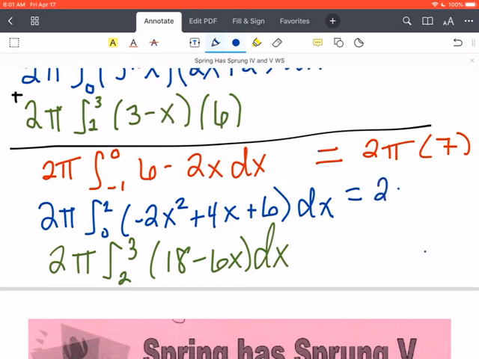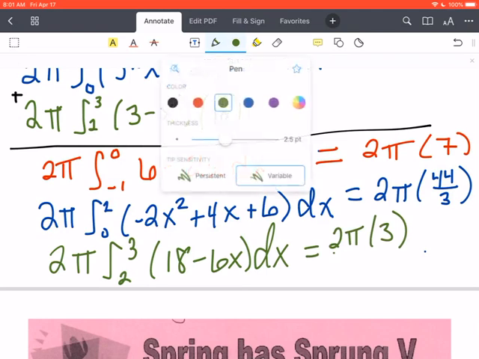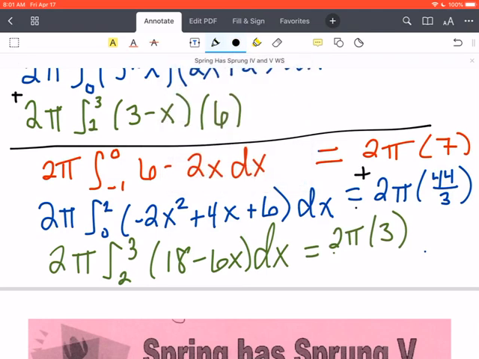The middle integral is going to give us 2 pi times 44 over 3. Now obviously I worked this problem beforehand. I'm not doing all of this super quickly in my head. And then the third integral, we have 2 pi times 3. And we said we need to add these three quantities up. And when you add them up, you get a total volume of 148 pi over 3, which is approximately 154.98.